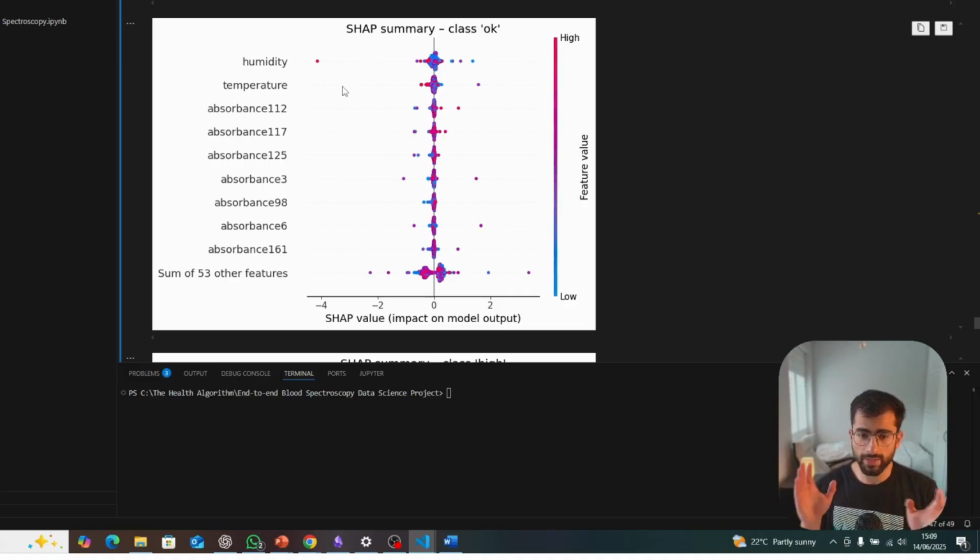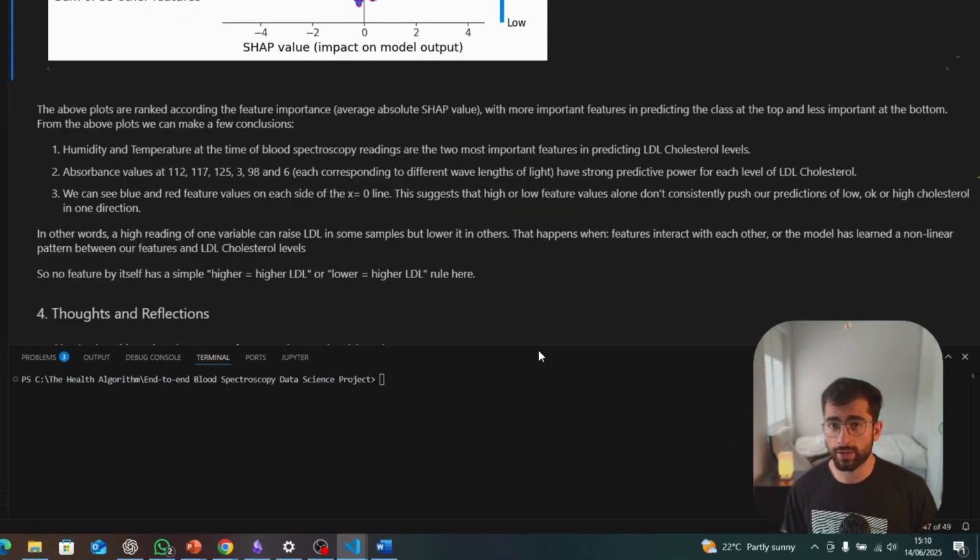But in general, we have both red values and blue values on either side, so you can't say for definite that a higher value of a certain feature increases the prediction or a lower value decreases the prediction. This happens when features interact with each other, so it's not the feature itself that increases or decreases prediction, but it's the feature in combination with something else.